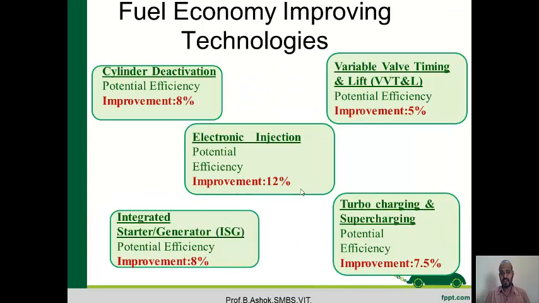There are many technologies or many control functions based on which you can improve the fuel economy. For example, cylinder deactivation. Cylinder deactivation is nothing but, if you are coasting down a hill and it is a 4-cylinder engine, then you can deactivate injection in 2 cylinders. That is done by means of the ECU. Based on that you can improve fuel economy by 8%. Variable valve timing.